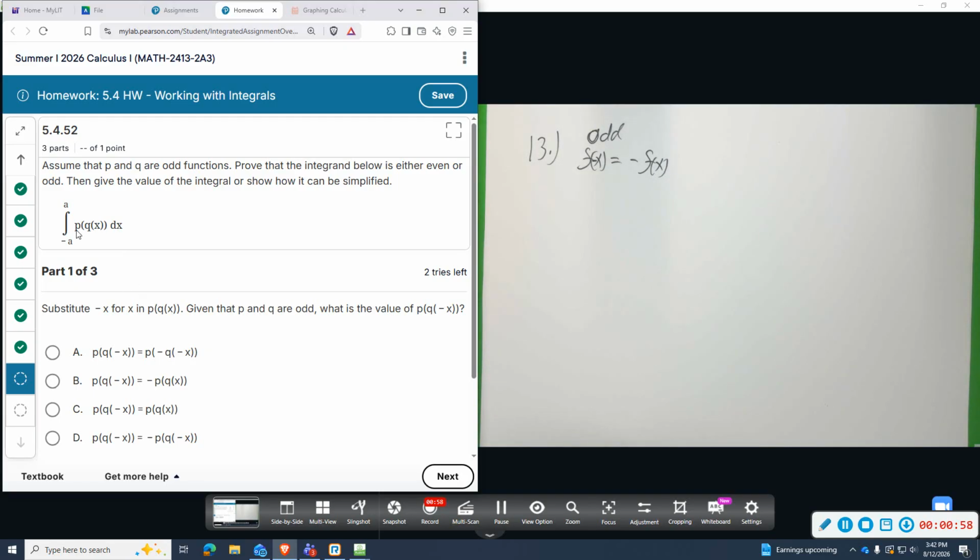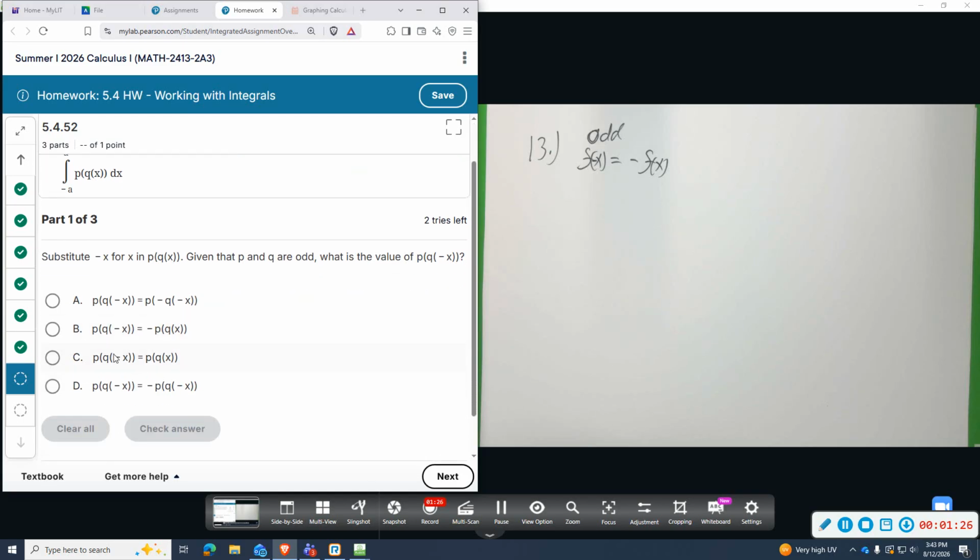And so we are looking at the integral from negative a to a of p of q of x. So if I plug in a negative x, which they're showing me here, q of x will become negative, and that negative will come out to the front. So negative inside turns into a negative on the outside. B looks good, and this one has both. So B looks good as far as following the property of being odd.